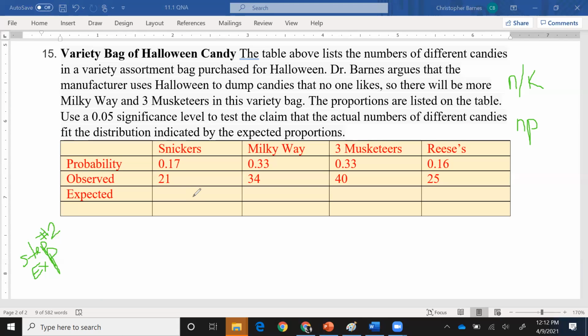I'll let you, if you have a calculator, sit back and do all of these. First thing we have to figure out is N. N is going to equal, adding all those values up, 21 plus 34 plus 40 plus 25. There are 120 candies in the bag. So what will be our expected frequency for Snickers?